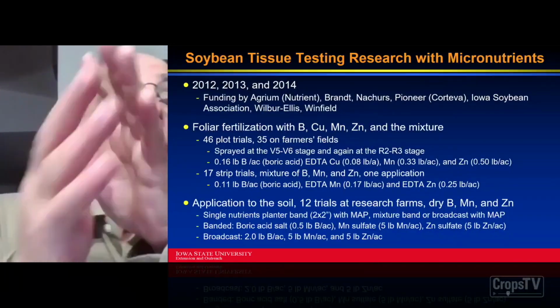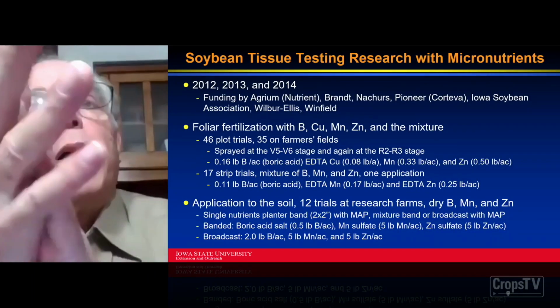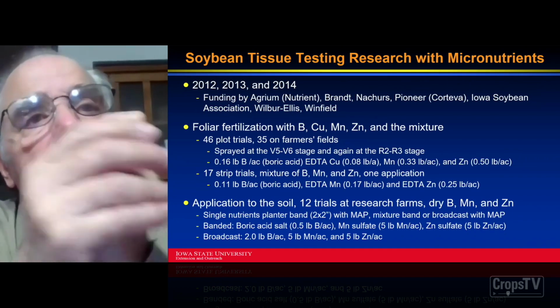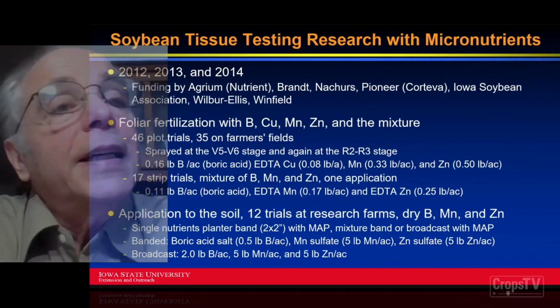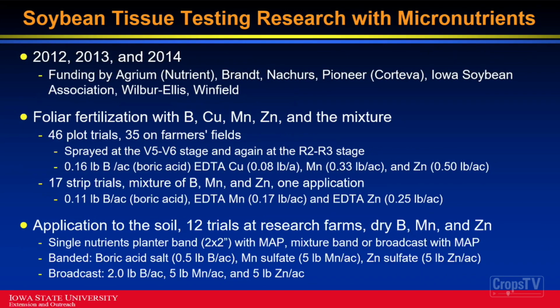Okay, now I started doing research in micronutrients late, mainly in 2012, because I wanted John Sawyer to do it, but he didn't want to. So I put together a huge project funded by several people. I put here all the companies and the Soybean Association that helped with that. So we have several foliar fertilization trials, and we chose boron, copper, manganese, and zinc, okay? Each single nutrient and the mixture, okay?